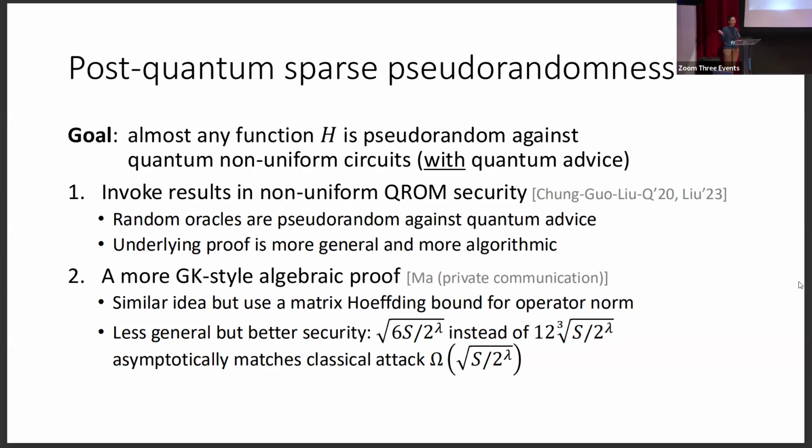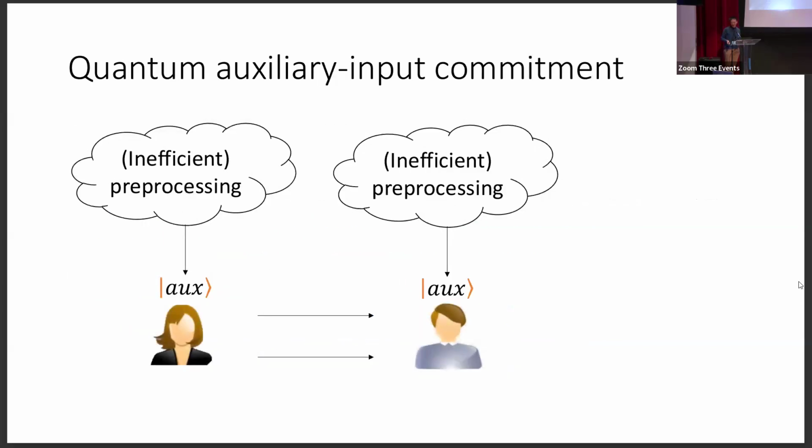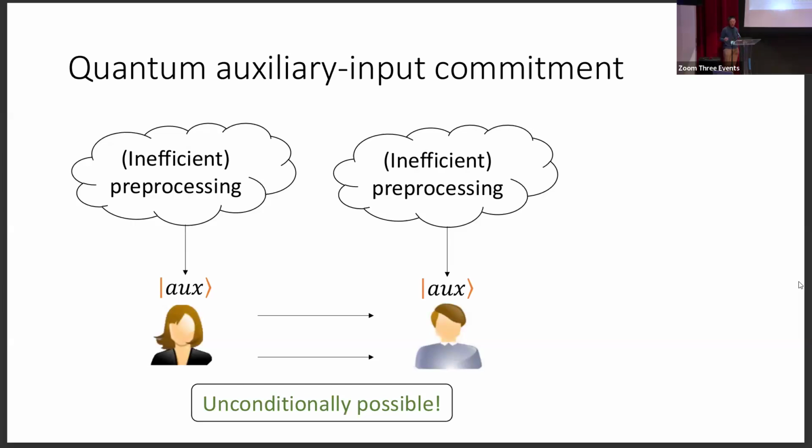And this is actually asymptotically the best security bound you can prove, because there is a classical attack that achieves the leading constant. If you are interested in this proof, I put it in my dissertation. It's not in our paper. Okay, so to summarize, what we prove is that we get quantum auxiliary input commitment unconditionally with pre-processing, or quantum.